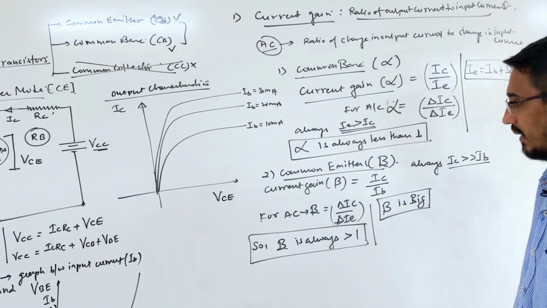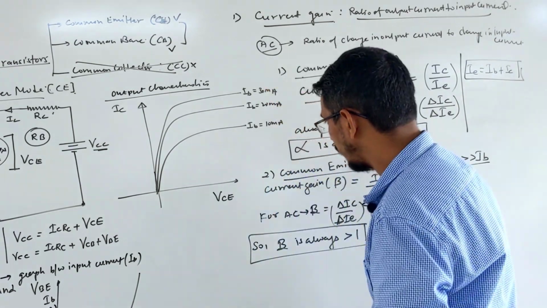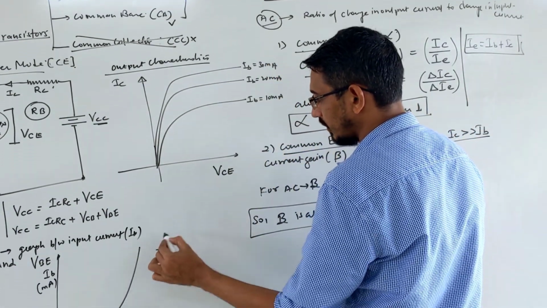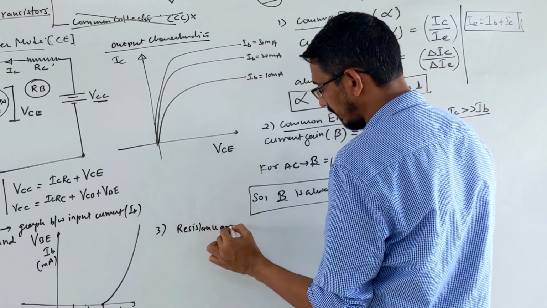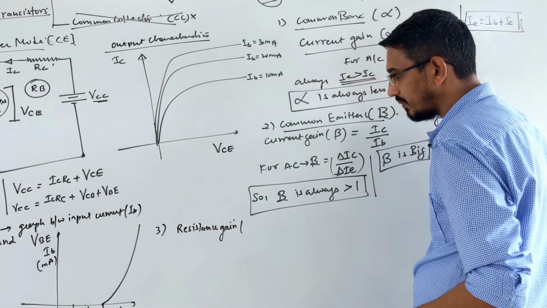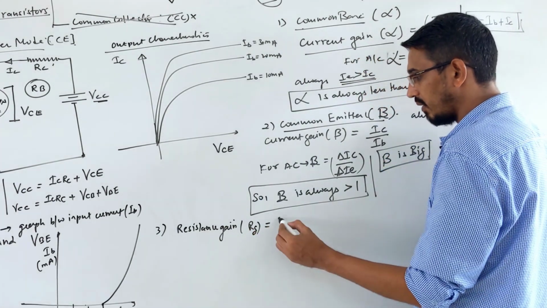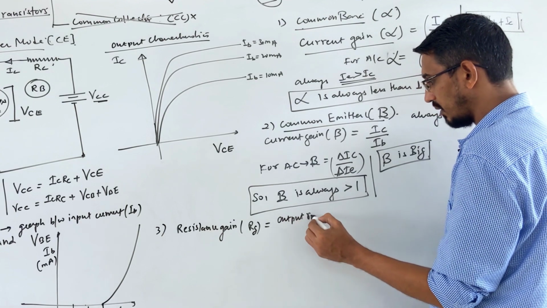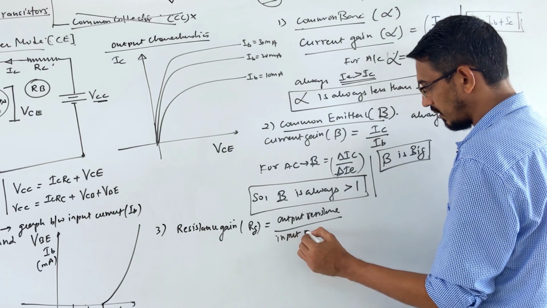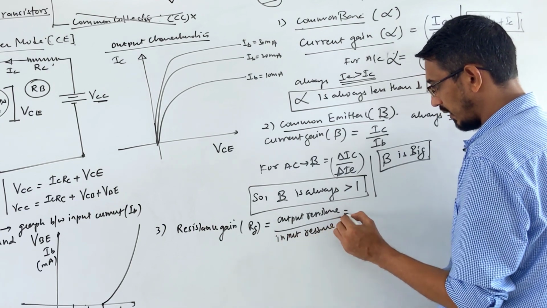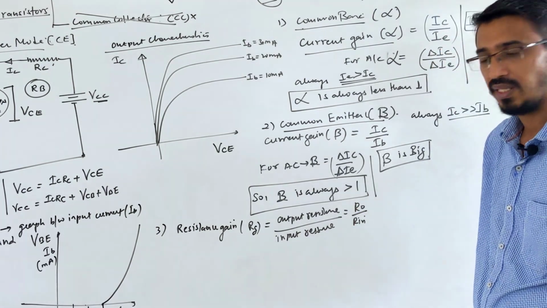So this was all about current gain. Now we will talk about the next gains, like resistance gain. All rules will be the same, so no need to do hard work. Suppose I say resistance gain. What symbol do we write? We can write RG or something. Simply, it is output resistance by input resistance, R out by R in. That is your resistance gain.